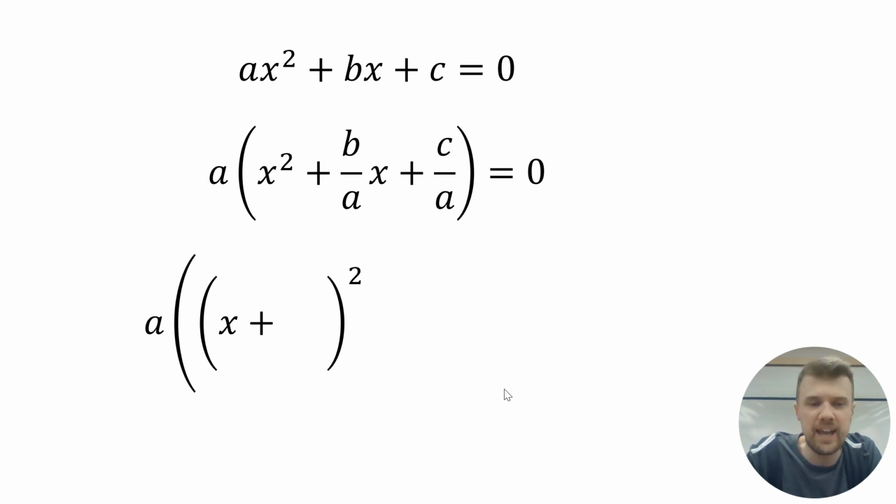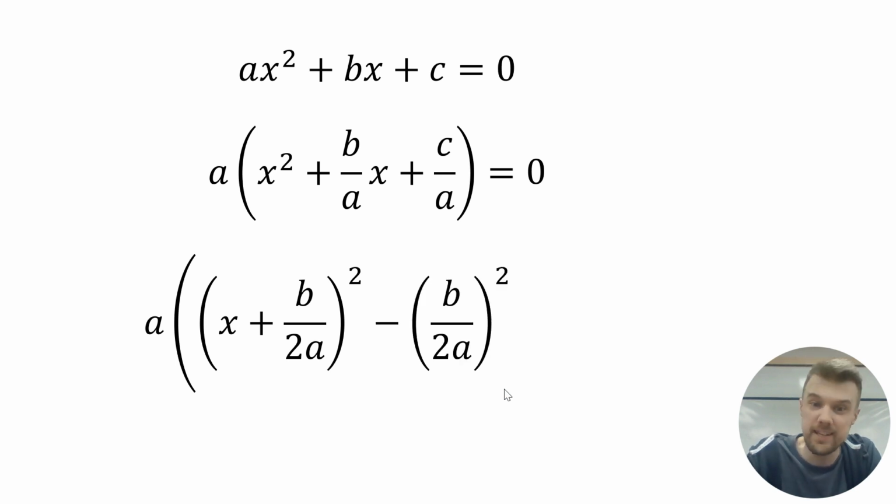So b over a divided by 2 becomes b over 2a. You then need to remember to take away that thing you've just put inside those brackets and square it. Or rather, I should say, square it, then take away. So that will leave us with this. And then, of course, it's worth reminding yourself that we haven't done anything with the c over a in this line of working. So if you haven't done anything to it, it's got to remain there unchanged.